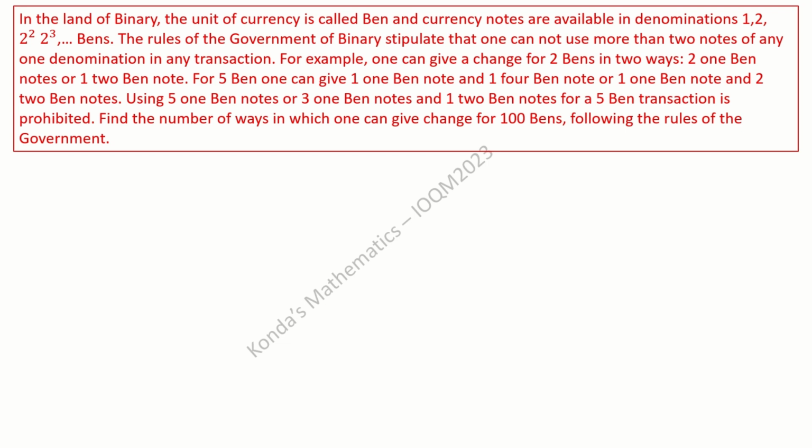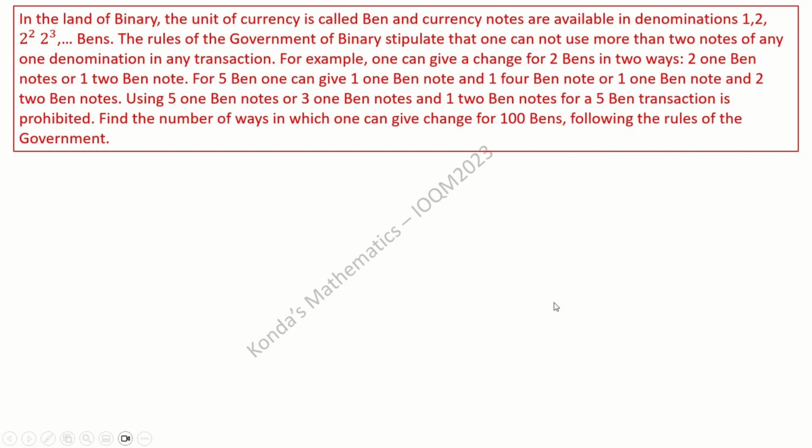Okay, you cannot give three 1-ben notes and one 2-ben note, because three 1-ben notes you cannot give, more than two you cannot give. Any denomination you can give a maximum of two notes. Okay. Now, find the number of ways in which one can give change for 100 bens following the rules of the government.